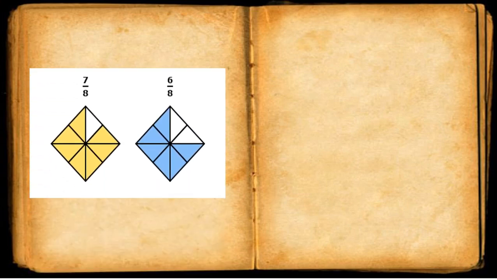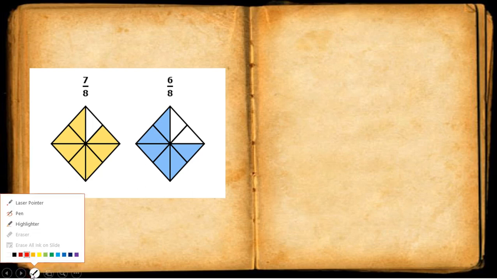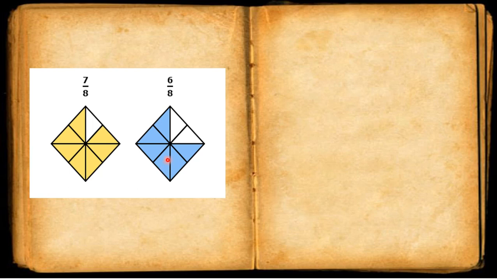So if this figure is given, these two squares are divided into 8 equal parts as shown in this figure. From the first figure we observe that 7 parts out of 8 parts are colored, and in the second square 6 parts out of 8 parts are colored. So the fraction for the shaded part in the first figure is 7 upon 8, and the fraction for the shaded part in figure number 2 is 6 upon 8.